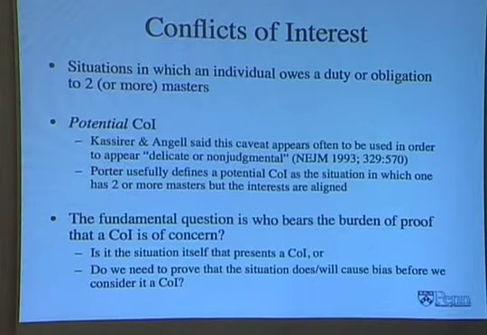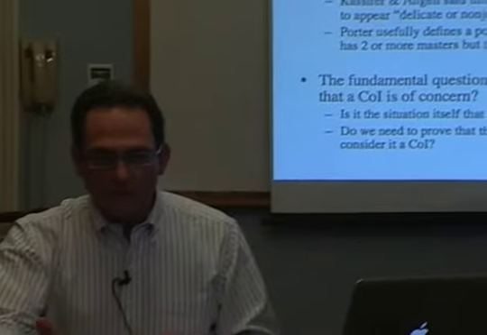Porter, another writer, has been much more clear and coherent about this. What he wrote is that a potential conflict of interest is the situation in which one has two or more masters, but those interests are aligned. So think about a drug company-sponsored clinical trialist. From a scientific perspective, the scientist wants to do good science. As a physician, they want to help patients. And from the sponsor's point of view, they want good data. They want to help patients. They want a drug out at the end of the day. Everybody wants the right results. So where's the conflict? Where's the problem?